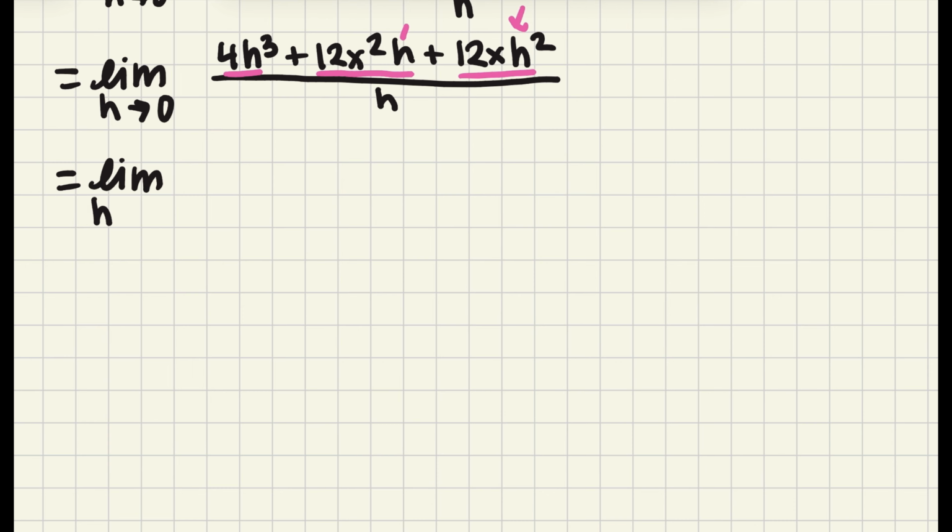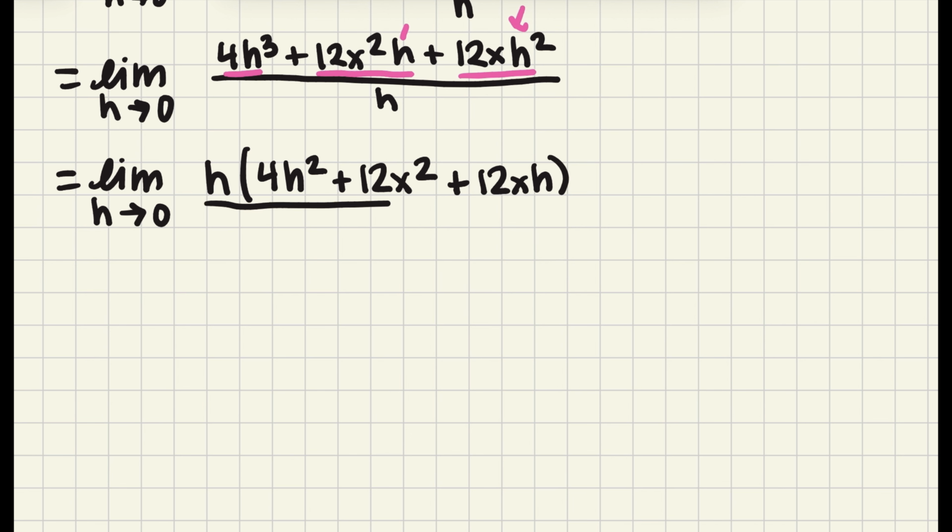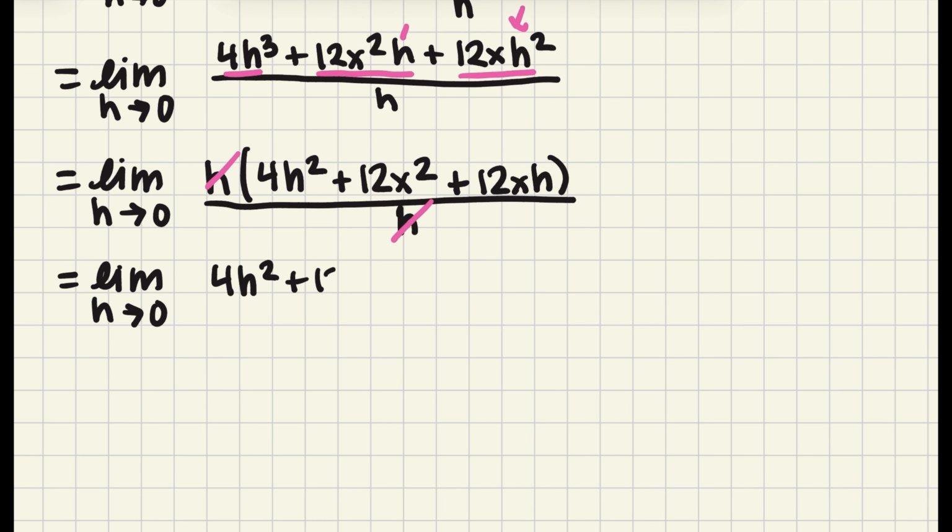So the limit as h approaches 0, pulling that h out will give us h times 4h squared plus 12x squared plus 12xh, over h. Again, these h's would get rid of each other, which leaves us with the limit as h approaches 0, 4h squared plus 12x squared plus 12xh.